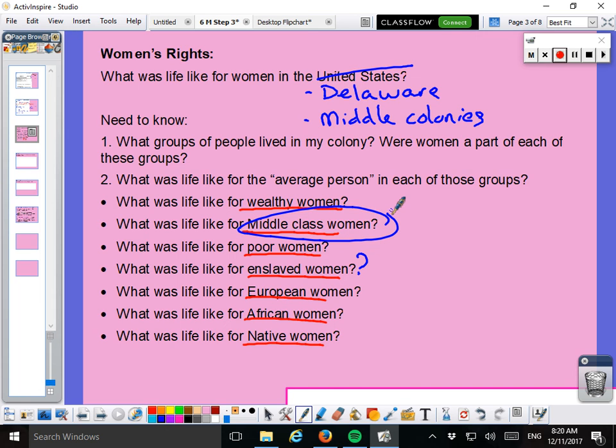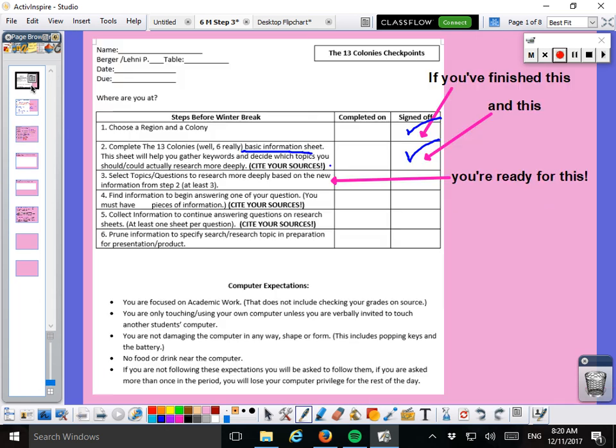And as you're doing this, if you've come to a point where you feel like you've started to edit down and select questions and topics that can actually be researched with information, you might be ready to start moving into step number 4. With step number 4, make sure that you get step number 3 signed off by myself or Mr. Berger so that you are ready to move into step number 4 and actually begin answering questions with information.